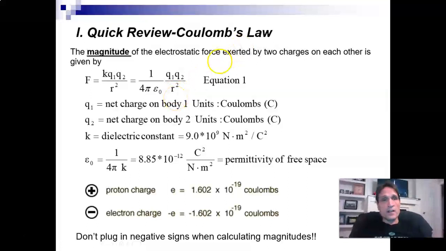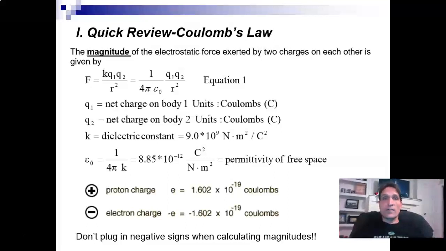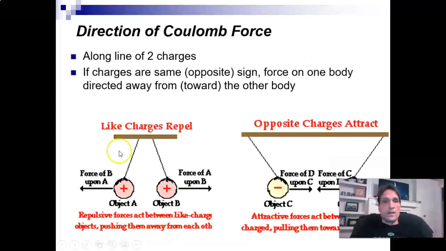And then remember, whether it's attractive or repulsive determines the direction of the force. It's always along the line of the two charges. So we can use Coulomb's law to calculate the magnitude of the force, and we use attraction or repulsion to get the direction. Here's an example.